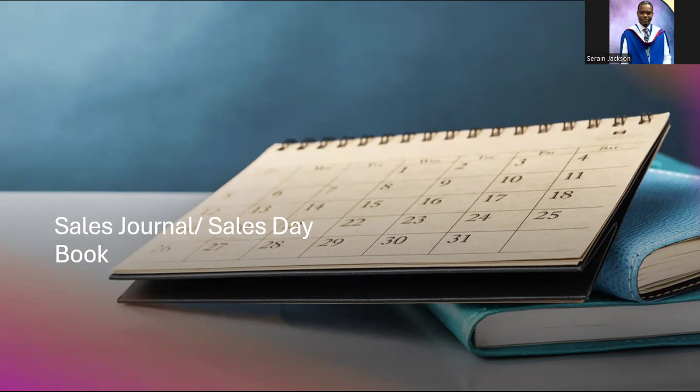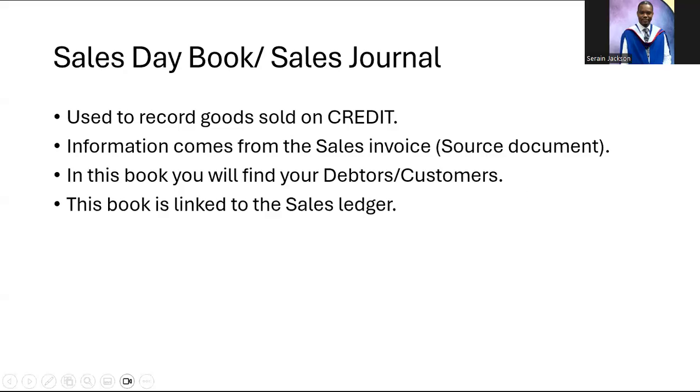All right. And so, in my last upload, we looked at the purchases journal or the purchases daybook. So now let's look at the sales. All right. So, what is this book all about? Right. Now, the sales daybook or the sales journal is used to record goods sold on credit. Very important information for you to remember. Goods sold on credit. You cannot forget that no matter what, right?